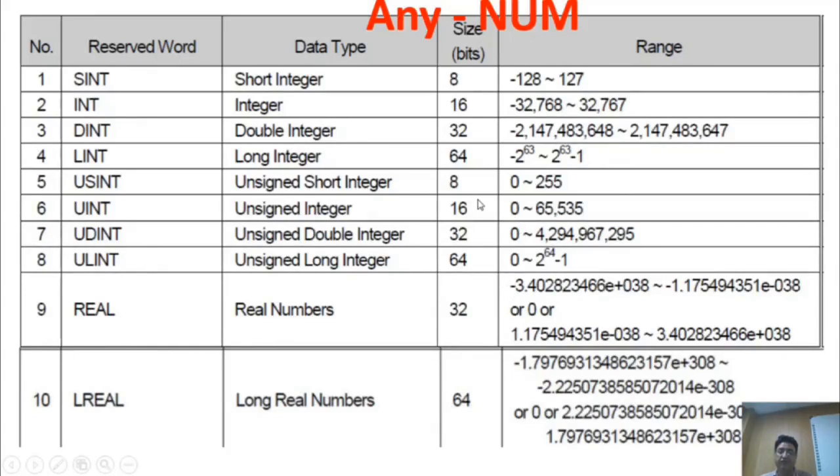Or, for instance, if we want to do a calculation that only involves positive numbers and is between 0 and 65,000, we can choose unsigned integer. So, depending on what we need in our programming, we choose one of these data types. And if our data isn't an integer, for example, if it's a decimal value, we need to use one of these real or long real data types. Real is a 32-bit data type, and long real is a 64-bit data type.